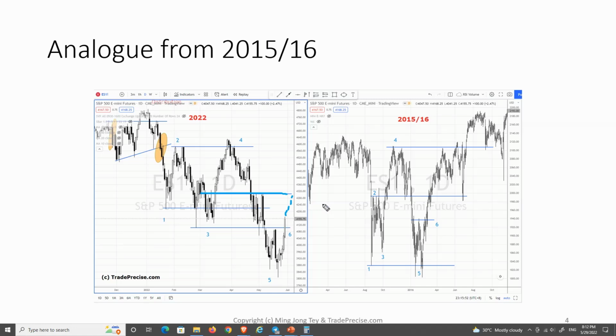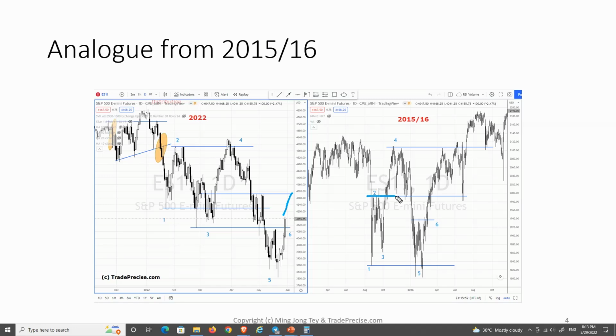So 4300 is actually a very important level, if this is a true market bottom. So first, it definitely needs to overcome all the levels and then first test the 43. So what happens if it tests 43?